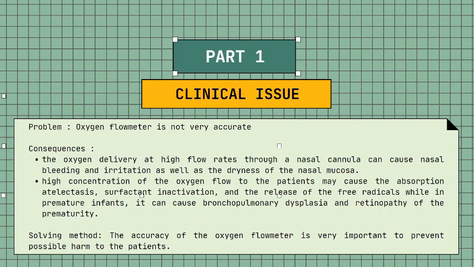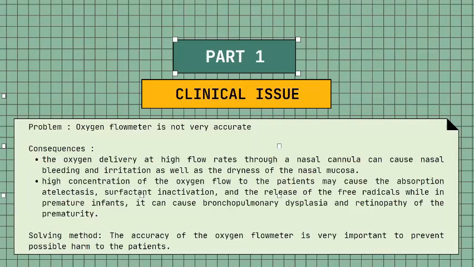Now is the clinical issue. The problem is that the oxygen flow meter is not accurate. This is not safe for the patient. Hence, this is a clinical issue. This article says that oxygen delivery at high flow rates through a nasal cannula can cause nasal bleeding or irritation, as well as dryness of the nasal mucosa.